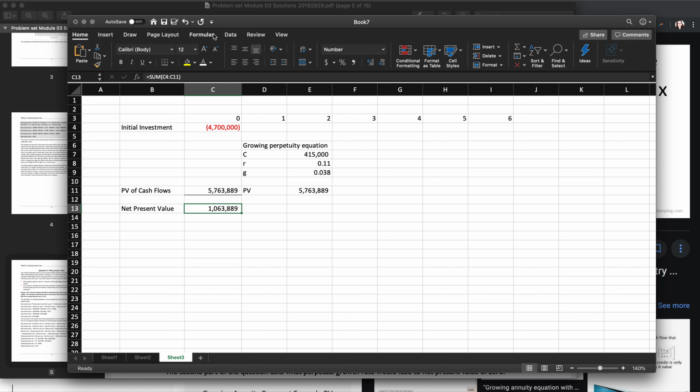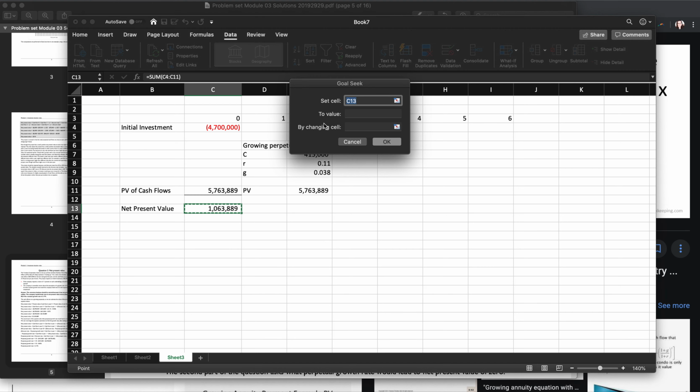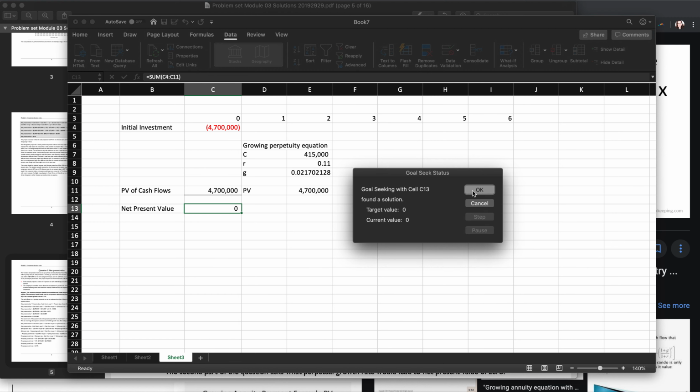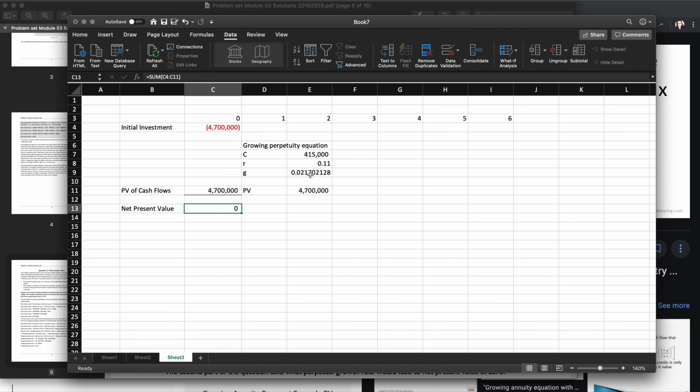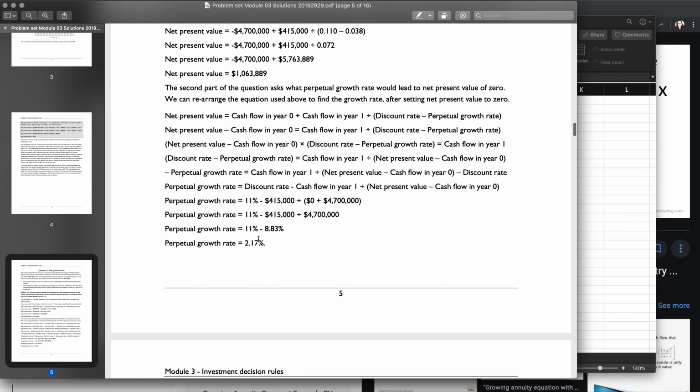So what are we going to do here? We're going to goal seek. We're going to set the NPV equal to 0 by changing the growth rate. The answer is going to be 2.17%. And there it is, 2.17%.